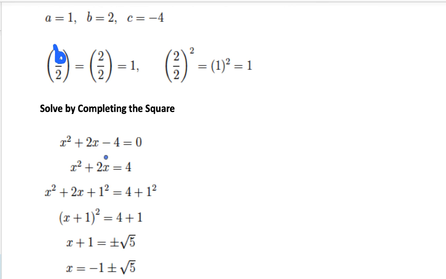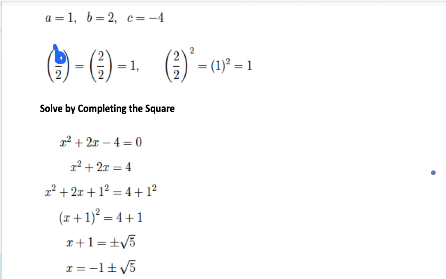Let's write down the original equation, x squared plus 2x minus 4. Remember, the one we are talking about is the one which has coefficient of x squared to be 1. Keep the variables on one side, x squared plus 2x equals 4. And then add the square of b over 2, which gives us 1 square on both sides of the equal sign. The left-hand side becomes x plus 1 the whole square equals 4 plus 1 on the right-hand side. And then we solve for x. We get x plus 1 equals plus minus square root 5, or x equals -1 plus minus square root 5.